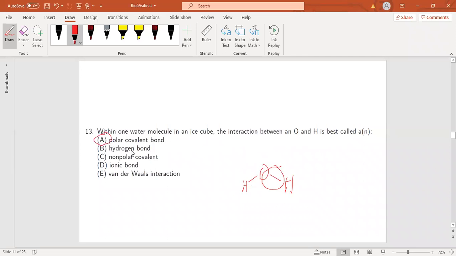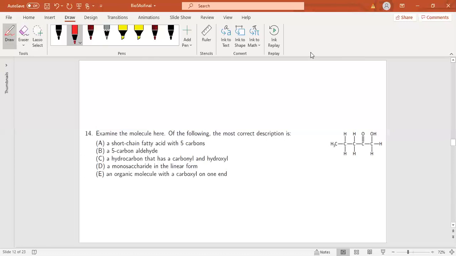Hydrogen bonds would be in between water molecules, but in this case, we're only being asked about one, so that wouldn't work. Nonpolar covalent, we know that these are both polar covalent bonds since the electronegativity difference between hydrogen and oxygen is greater. So no for C. Ionic bonds, we don't really see any ions or any metals involved, so no D. For van der Waals, those are mostly weak interactions, and those are intermolecular interactions, and in this case, we're talking about intramolecular interactions, so that's why it's a polar covalent bond.